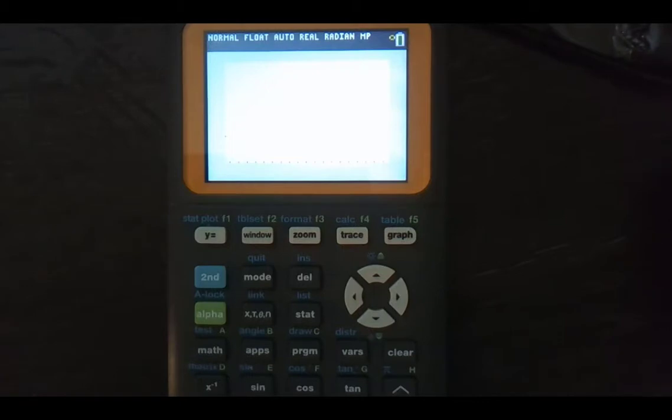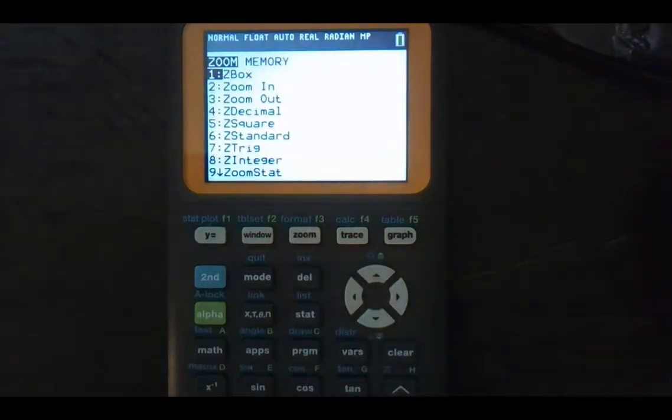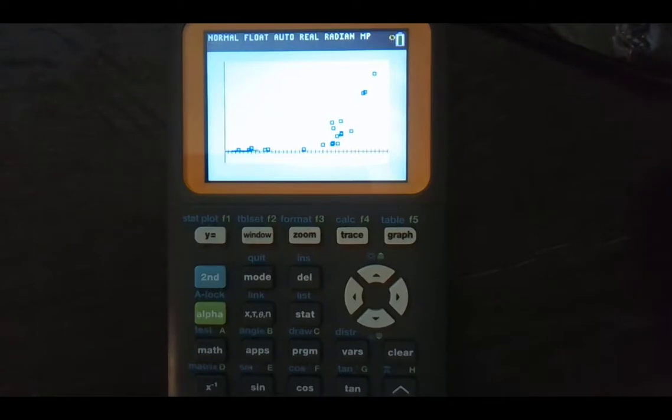These are much bigger numbers than our other one, so that's why we're not seeing anything. To get a better look, we're going to press zoom 9. And there we go. So here is our scatter plot. Look at it go. Excellent.